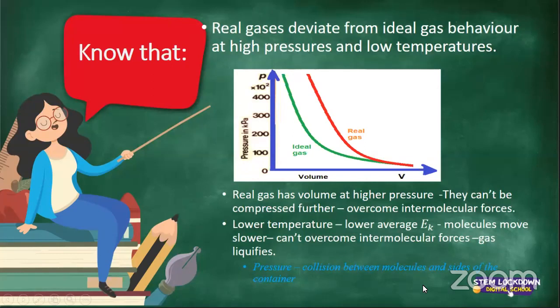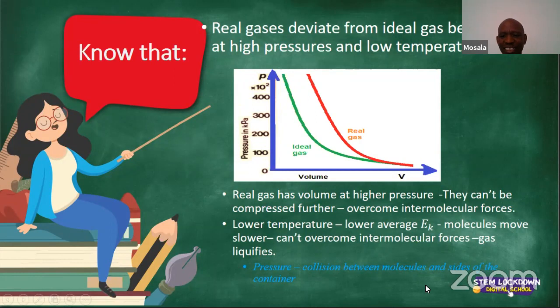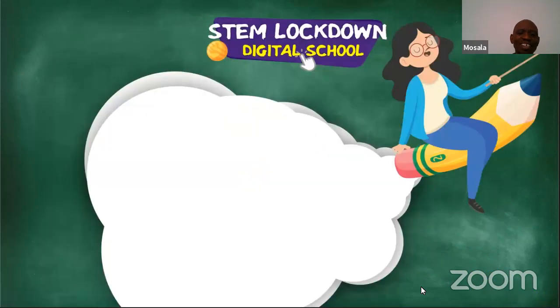Okay. All right. So remember that we have said that pressure will be a measure of collisions between molecules and the size of the container. So let's carry on and look at the ideal gas laws.